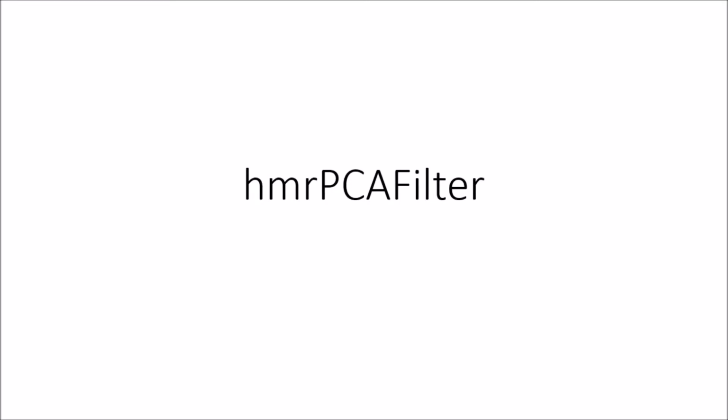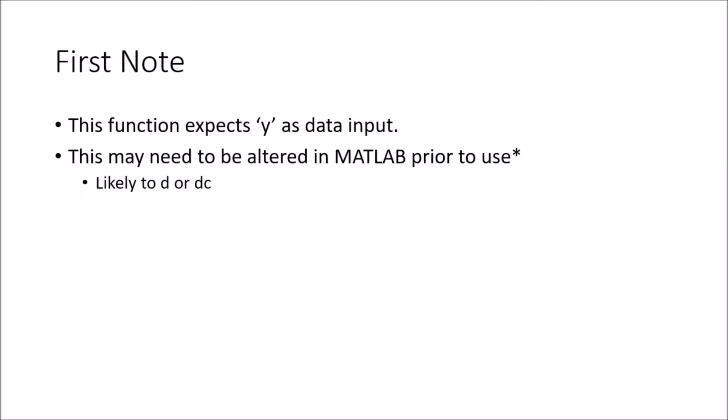Hello everybody, this is a quick video about the PCA filter in Homer 2. First, it needs to be noted that the function actually expects y as data input. I actually had to alter this prior to using it. I think this is a remnant of Homer 2's previous variable changes.